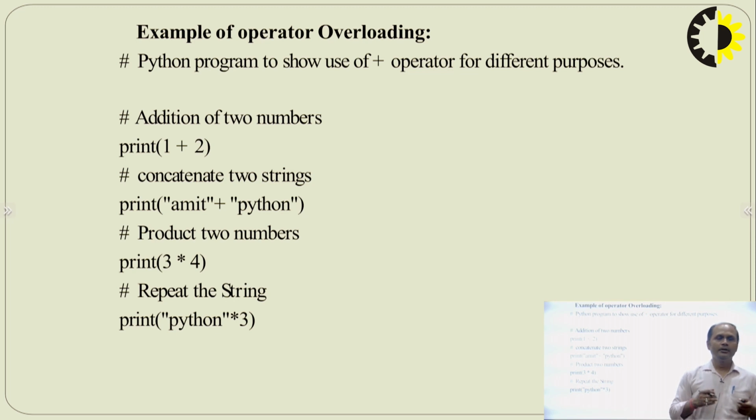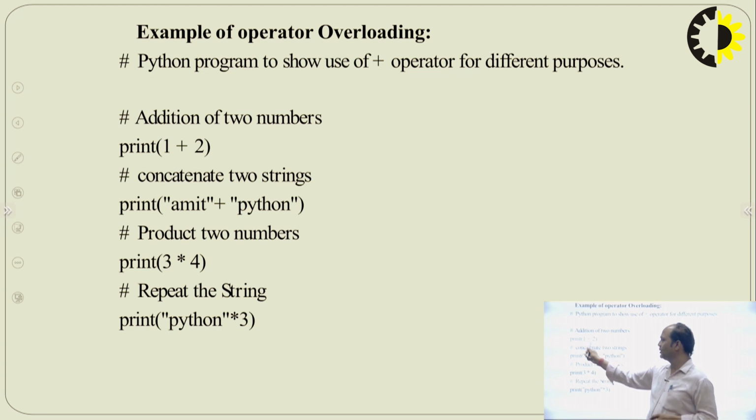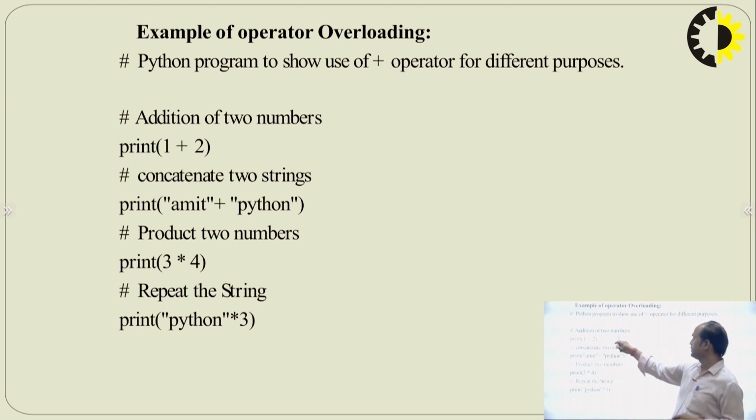We can add two strings by using the plus operator. We can find the product of two numbers by using the multiplication operator. So this is called operator overloading, where we can use the plus operator for adding two numbers. Here we can also use the plus operator for adding two strings. So it is called operator overloading because one operator is doing two different works.